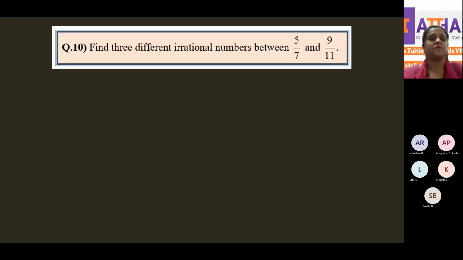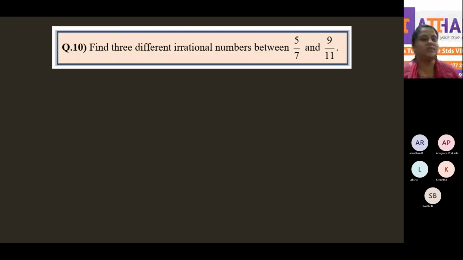Next one. Find 3 different irrational numbers. Now, what are irrational numbers? Non-terminating, non-repeating numbers are irrational numbers. So we need to insert 3 irrational numbers between 5 by 7 and 9 by 11.